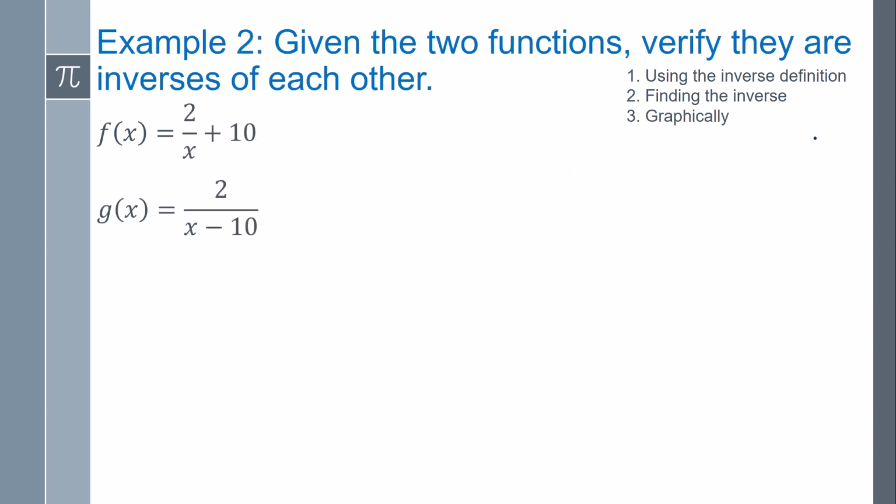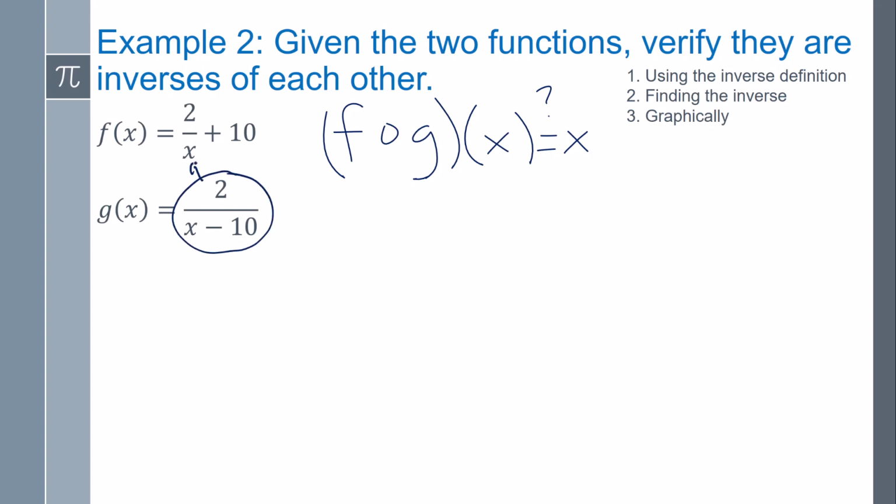Now let's look at this one. And I want us to pay attention just a little bit to the methodology here, because these are rational inverses. They're a little different because we haven't really had to deal too much with rationals. But same idea. Are they a composition of each other, and can I simplify it down to x? So this is saying take your g function and plug it in for x. Now if I do that, I get this statement here. 2 over x minus 10, and then plus 10 off to the side.